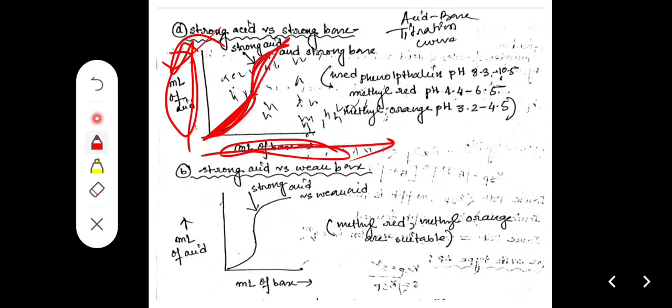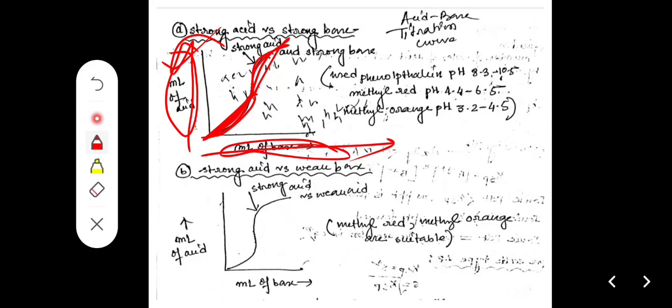So we have to use some indicator. We can use phenolphthalein, methyl red, or methyl orange. They act as acid base indicators. Due to structural change, they show different colors in acid and base. Because of this we can detect whether the solution is more acidic or more basic, or whether the acidity or basicity is neutralized.